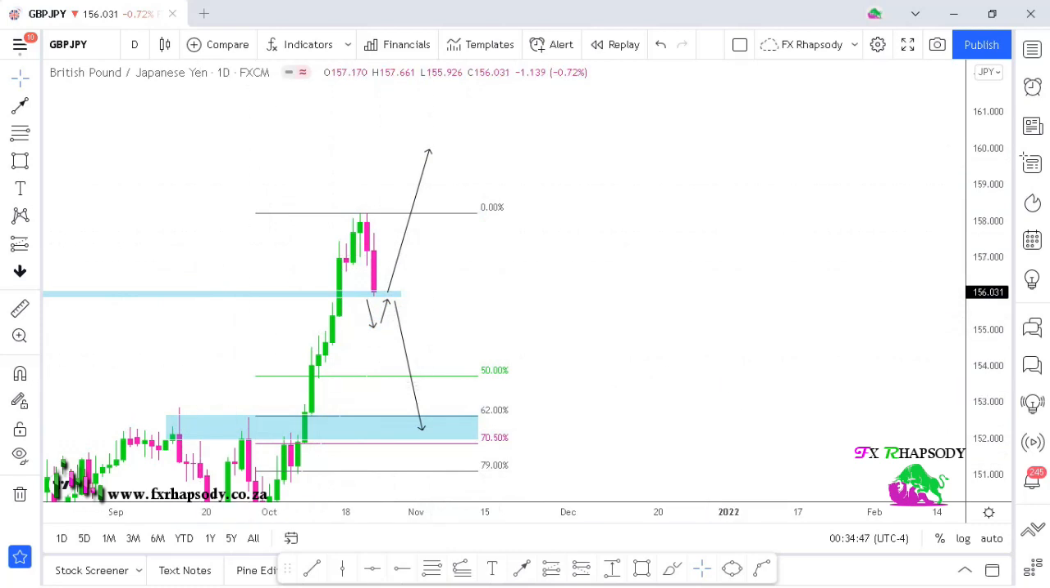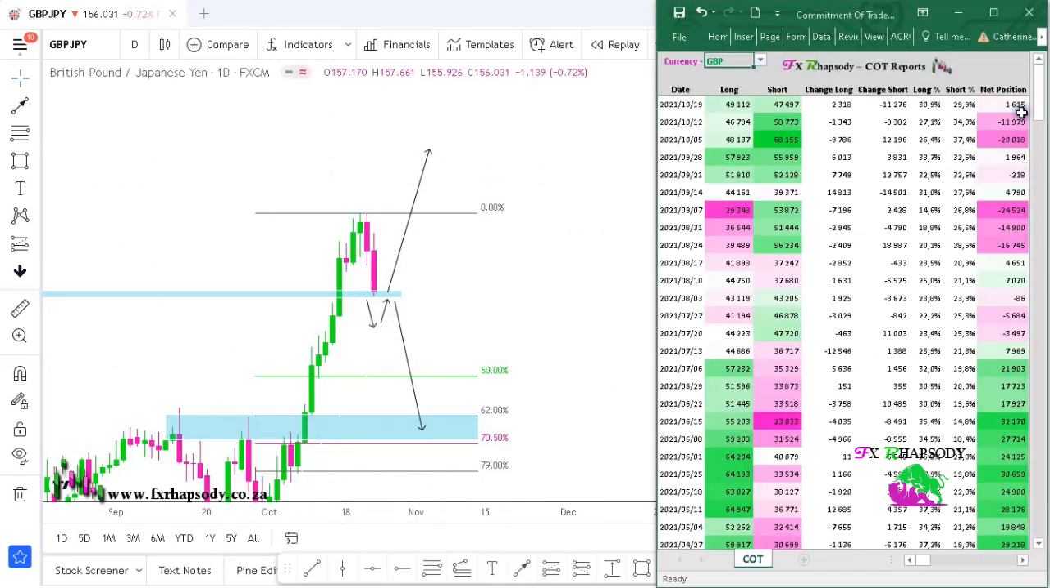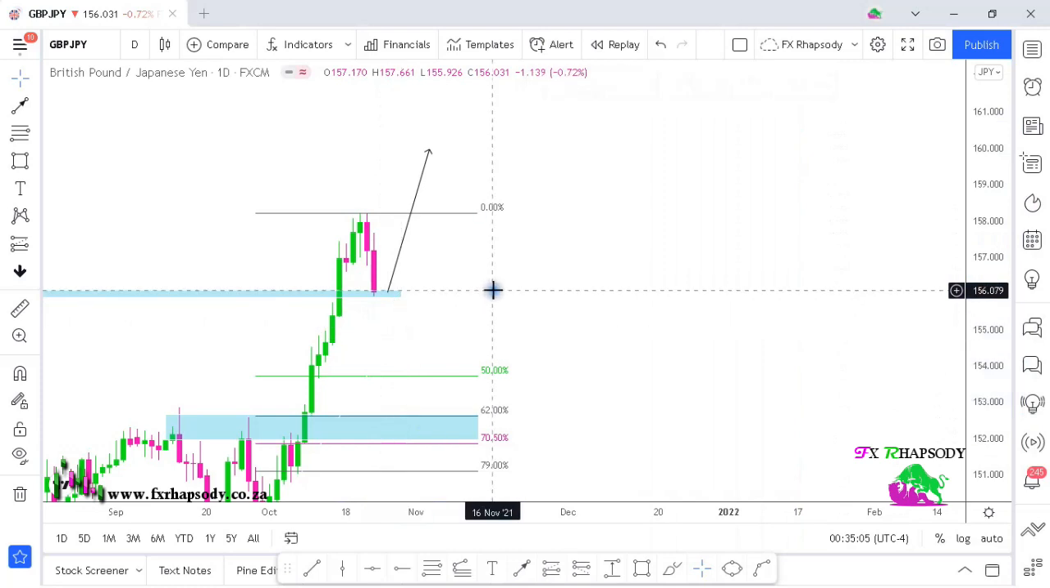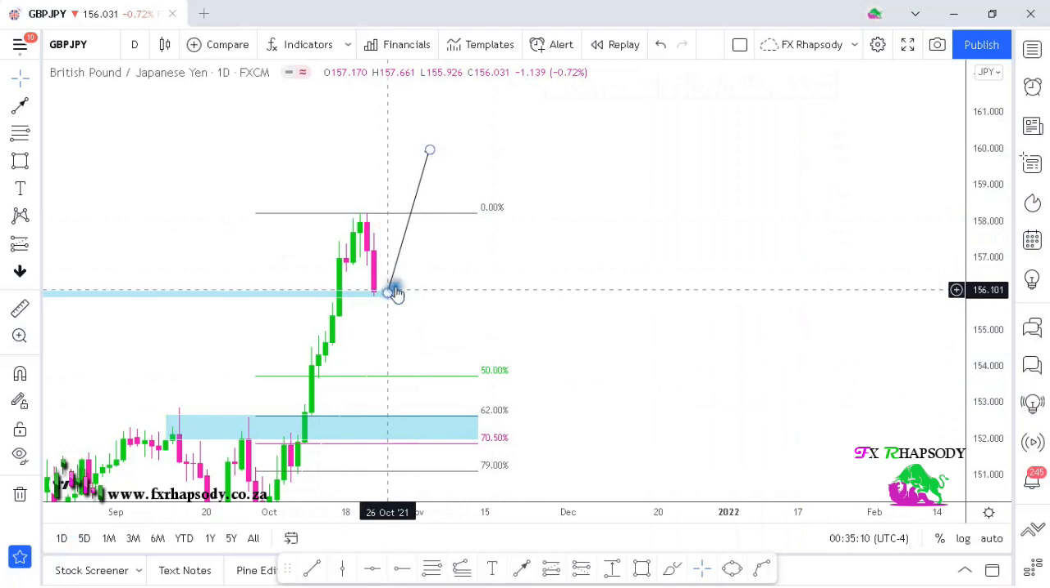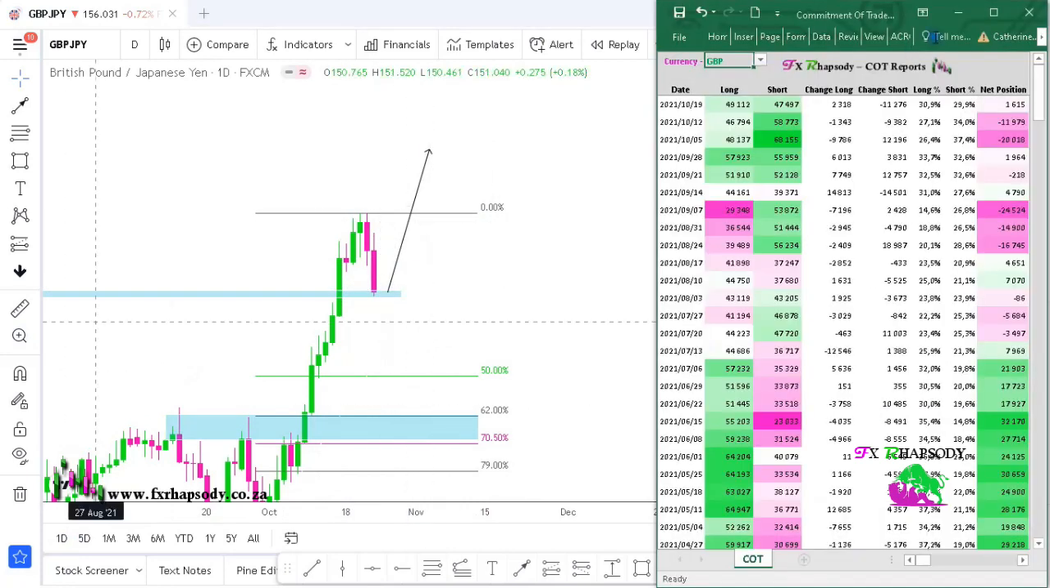COT reports, let's have a look at that. So we know in the British pound that the pound is getting stronger. If we want to see price moving up, let's say we are looking at that scenario, we're saying that price is retesting and respecting that area and moving up. We want the pound to get stronger, so we can see it over here. A lot of shorts were closed in the market, more longs were placed. So on the British pound, it's showing that.